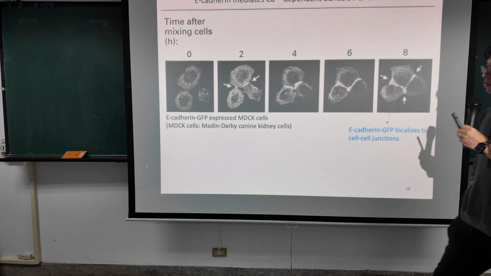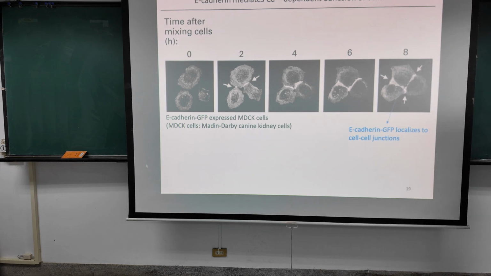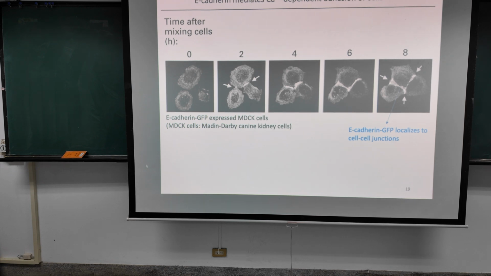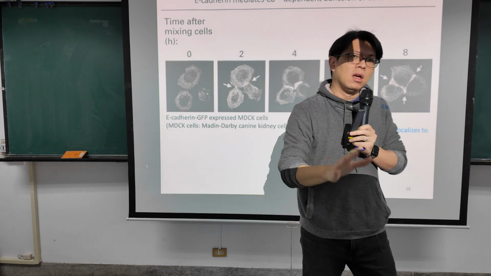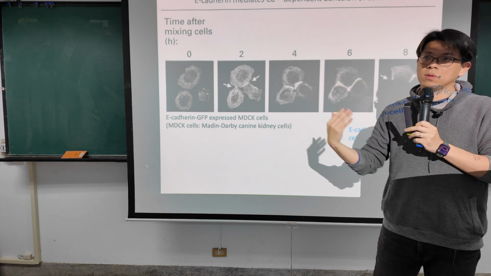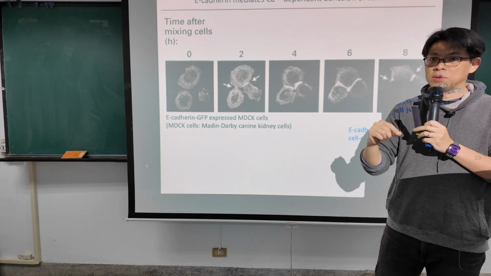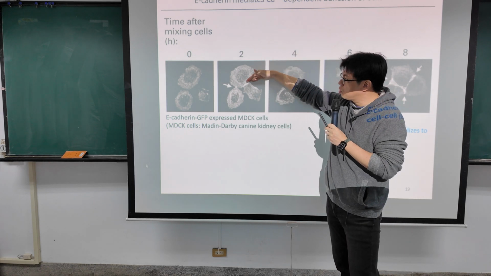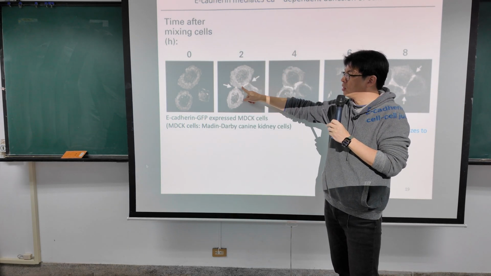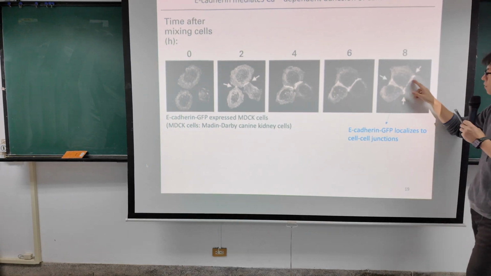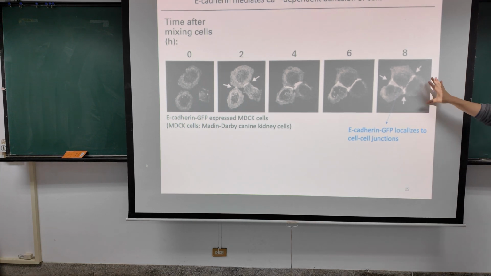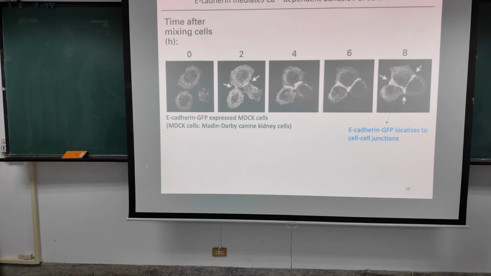This is just a live cell video to show you the real-time formation of the adherens junction. In the beginning, at steady state, if the cell doesn't touch others, the E-cadherin just localizes all around the membrane. It doesn't concentrate at a specific site. But once the cell touches another cell, the E-cadherin accumulates at their interface, forms a stronger signal, and finally forms an adherens junction. That is how the cells connect with each other.